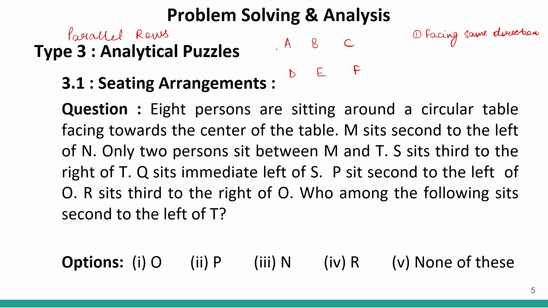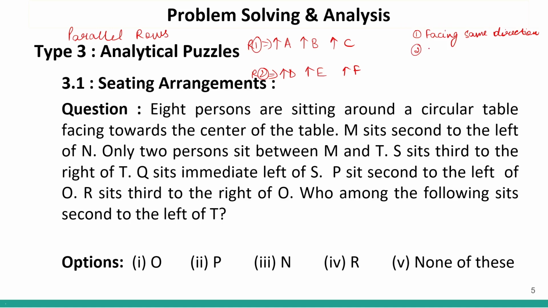What do you mean by that? So if A is facing north, B is facing north, C is facing north, then D, E, F will also face north. Everybody who is sitting, this is row 1. And parallel to this, we have row 2. So everybody in row 1 and everybody in row 2 are facing the same direction. This is your first possibility.